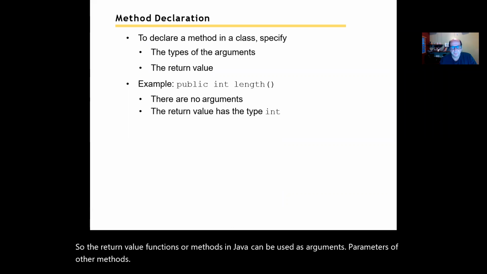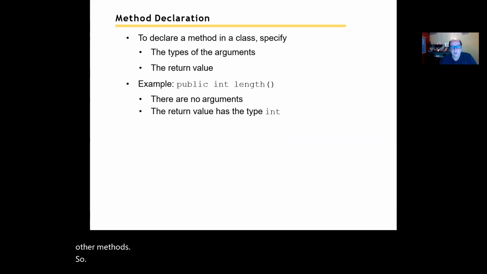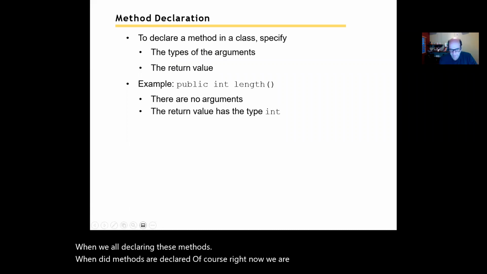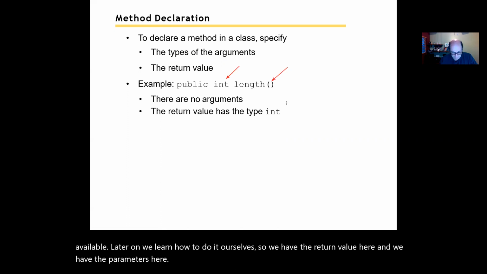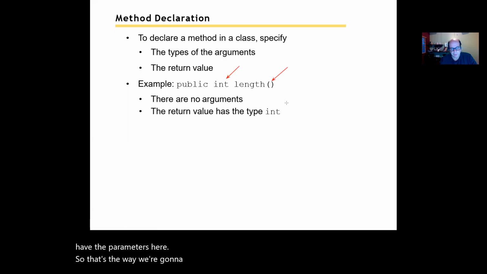So when we are declaring these methods, of course, right now we are just looking at the ones that are available. Later on, we learn how to do it ourselves. So we have the return value here, and we have the parameters here. So that's the way we're going to declare our methods.